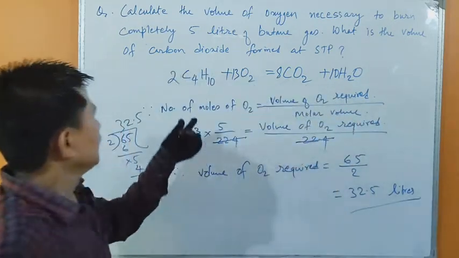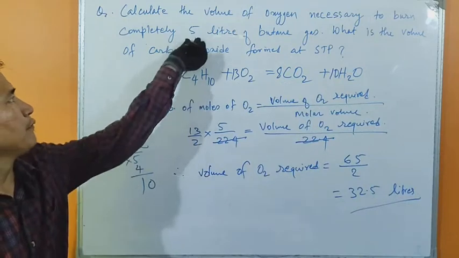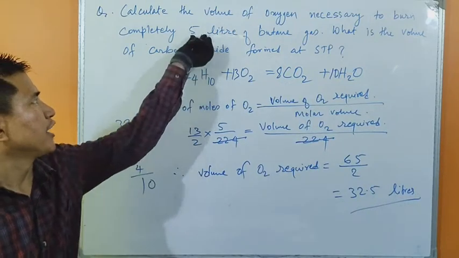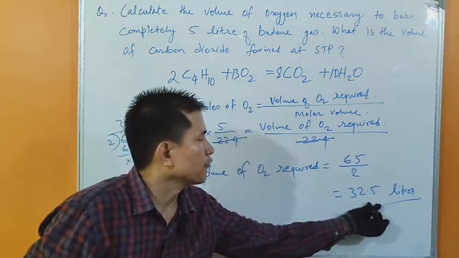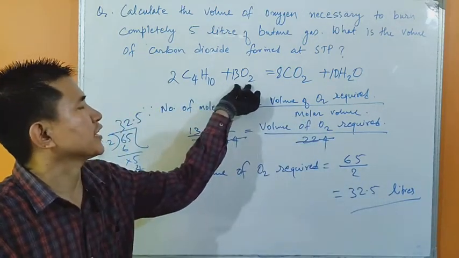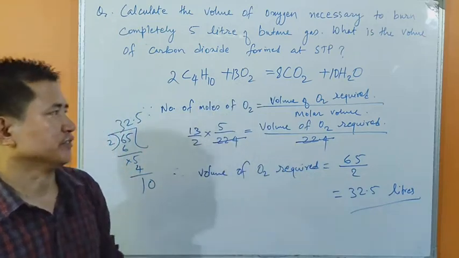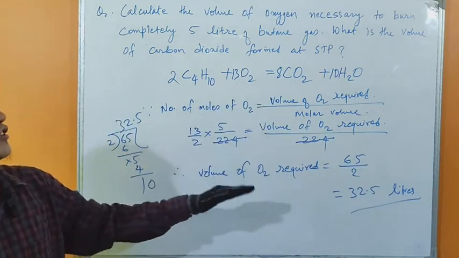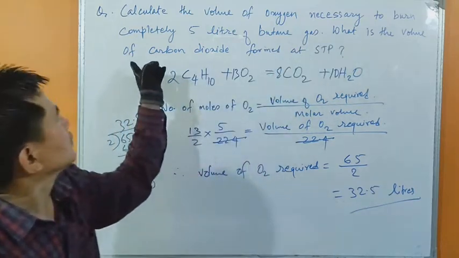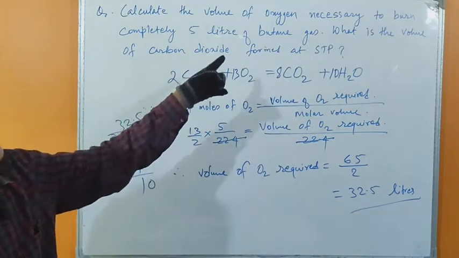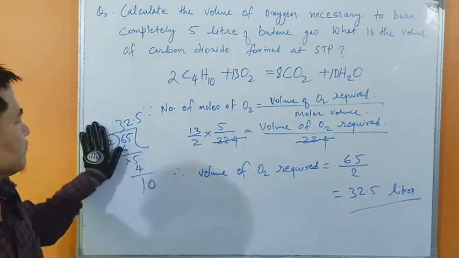That means 5 liters of butane gas requires 32.5 liters of oxygen gas for complete combustion. This is the answer for part 1. And there is a second part of the question: What is the volume of carbon dioxide formed at STP?